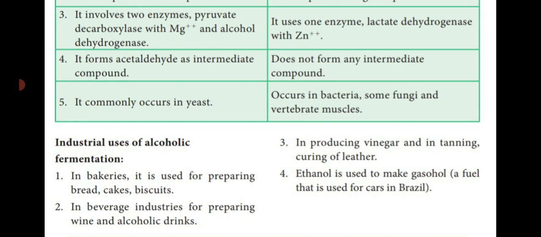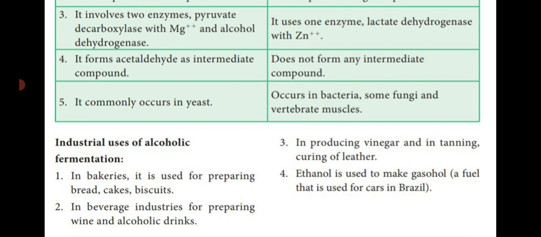Next we are going to see important 3-mark question, industrial uses in alcoholic fermentation. First one, this fermentation process is used in bakeries to prepare bread, cakes and biscuits. Then it is used in the beverage industries, that is alcohol preparation, wine, beer, brandy preparation industries, that is alcoholic drinks. Then it produces the vinegar, that is acetic acid, which is used in the tanning and curing of leather.